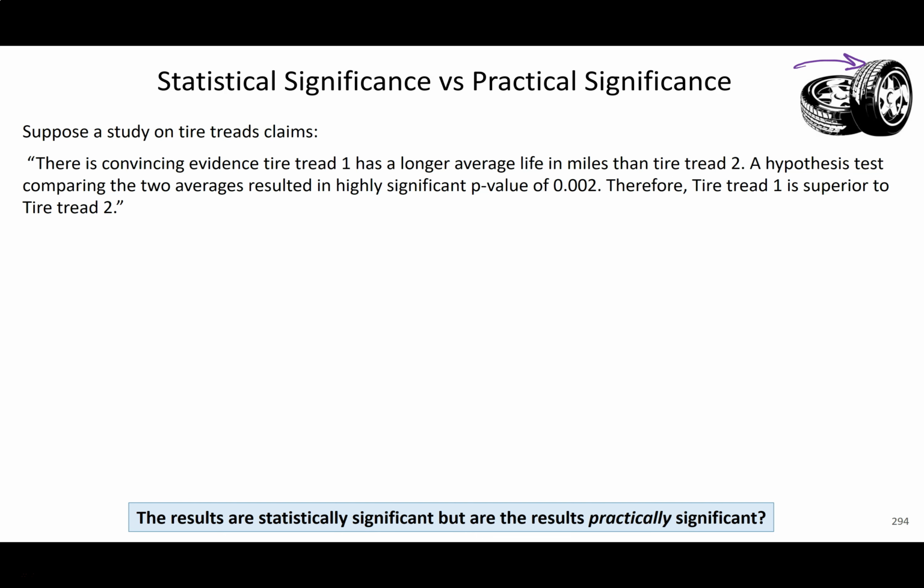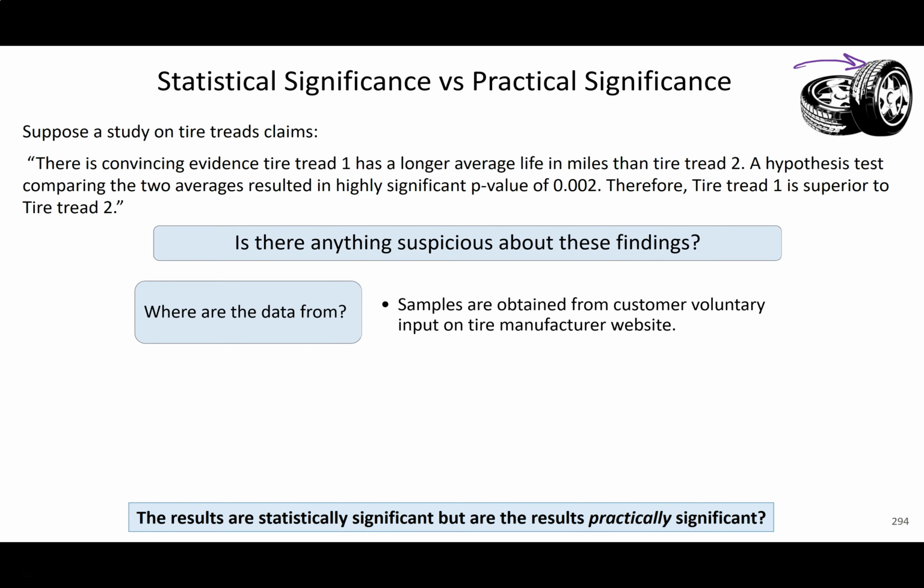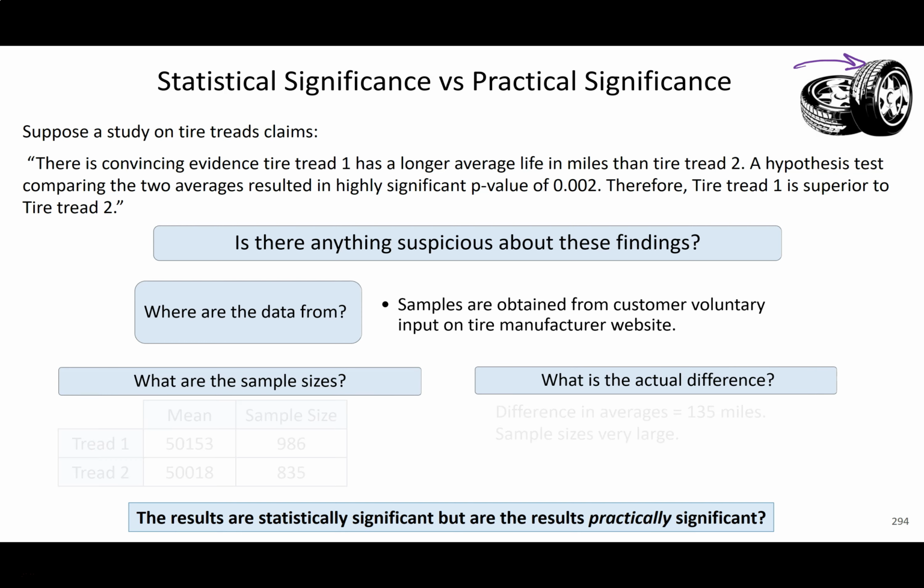Well, let's actually take a look. So is there anything suspicious? Well, we have to look first. So where are the data from? So they were from customers volunteered this information on the tire manufacturer website. So definitely be cautious. When you have volunteered information, you definitely need to be concerned that it might be a biased sample. Usually only people who feel very strongly one way or the other are going to put their information on there. And then the sample sizes.